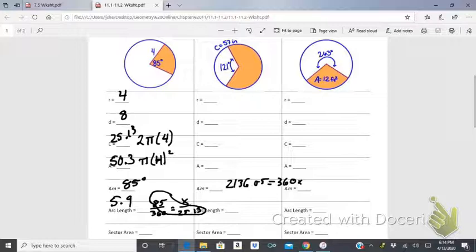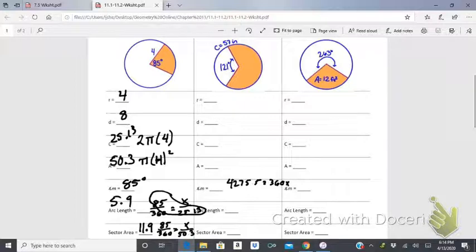Now we're going to do the same exact concept with sector area. With sector area, I'm still going to take my 85 over 360 equals x, which I don't know, over 50.3. I'm going to cross multiply again, so I'm going to do 85 times 50.3, and that's 4275.5 equals 360x, and then I'm going to divide each side by 360. And that gives me 11.9. Okay? So that's how those problems are worked out.